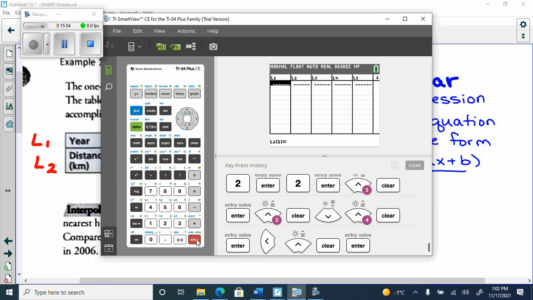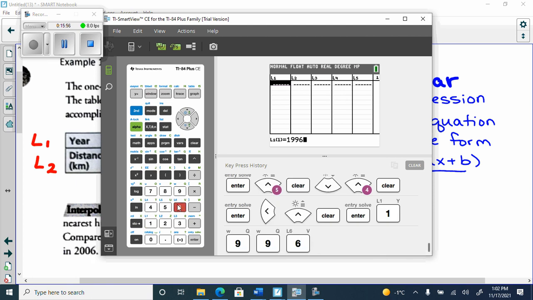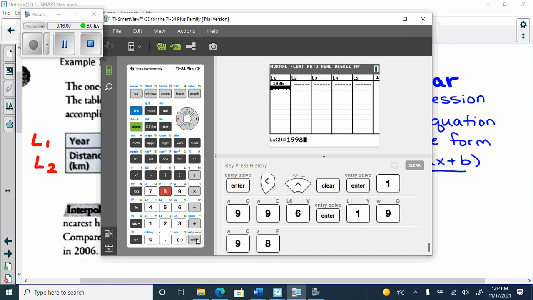Type in your stuff so we get 1996, enter. 1998, enter. 1999, enter.